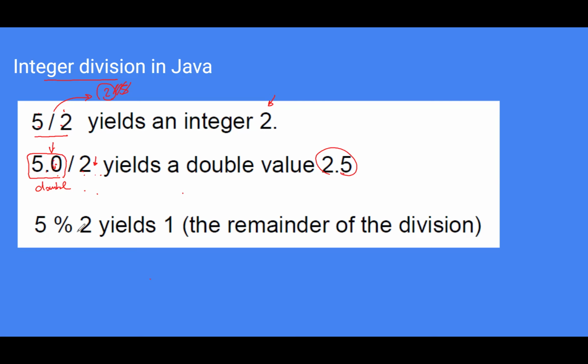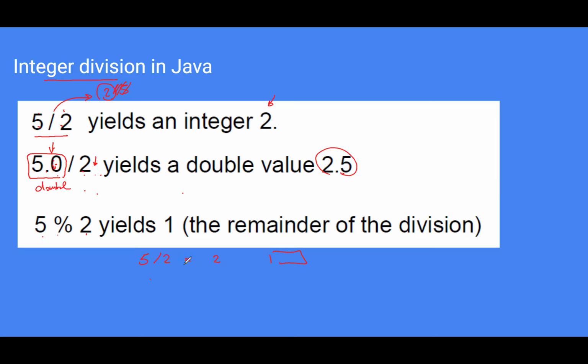Now, if we would like to, let me say this first, and then maybe you can try to test later. So 5 modulus 2 will not give me the result of the division, rather it will give me the remainder of the division. If I divide 5 by 2, it will give me 2 and a remainder.